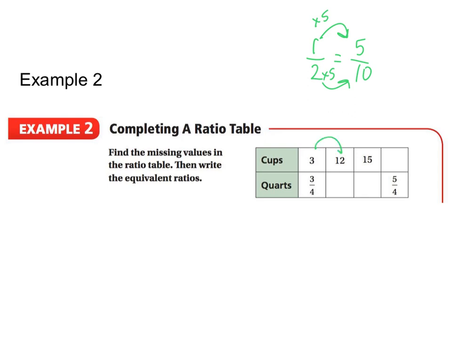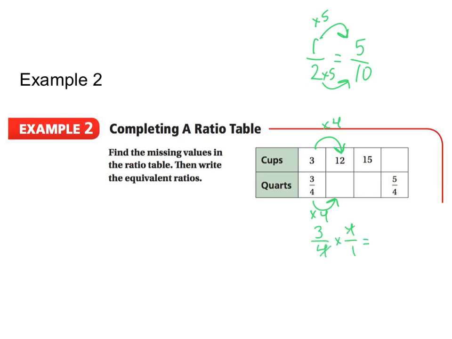So here I see that when I went from 3 cups to 12 cups, I was actually just multiplying by 4. So in order to keep this an equivalent ratio table, I would multiply the second quantity, 3/4 of a quart, times 4. So let's go ahead and do that.